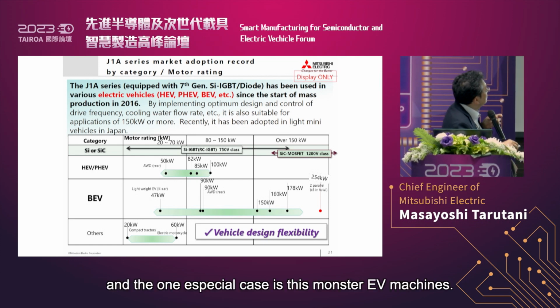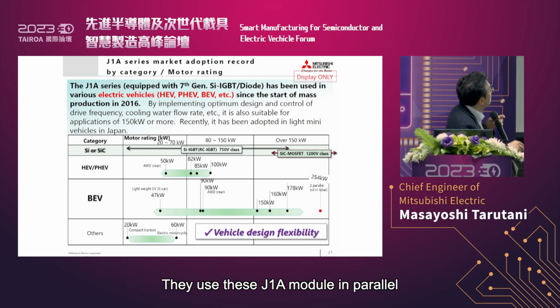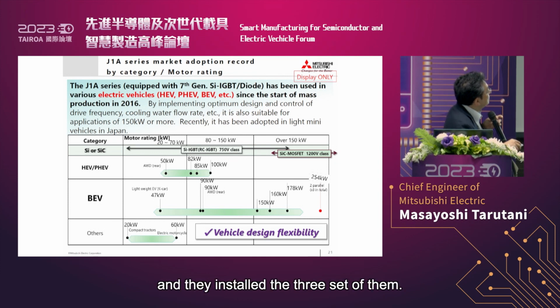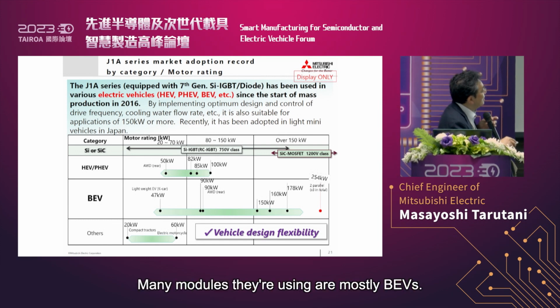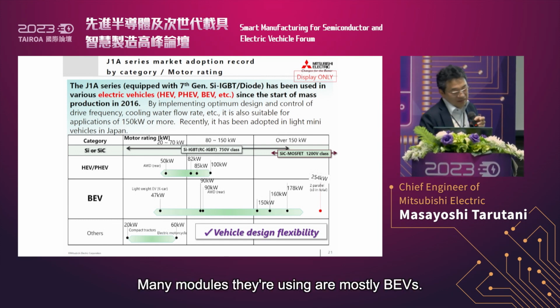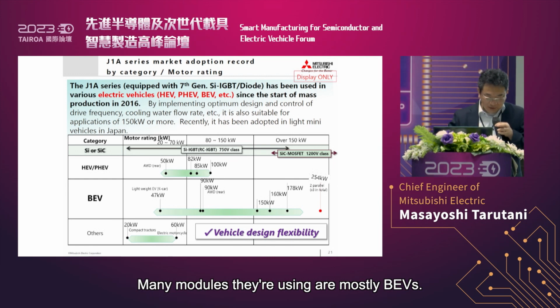And one special case is these Monster EV machines. They use this J1A module in parallel, and they install three sets of them. So they are using many modules in their Monster EVs.